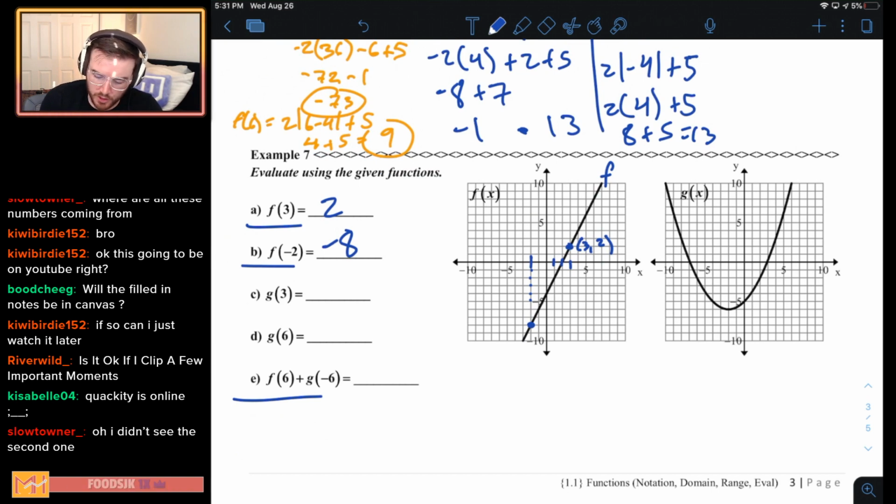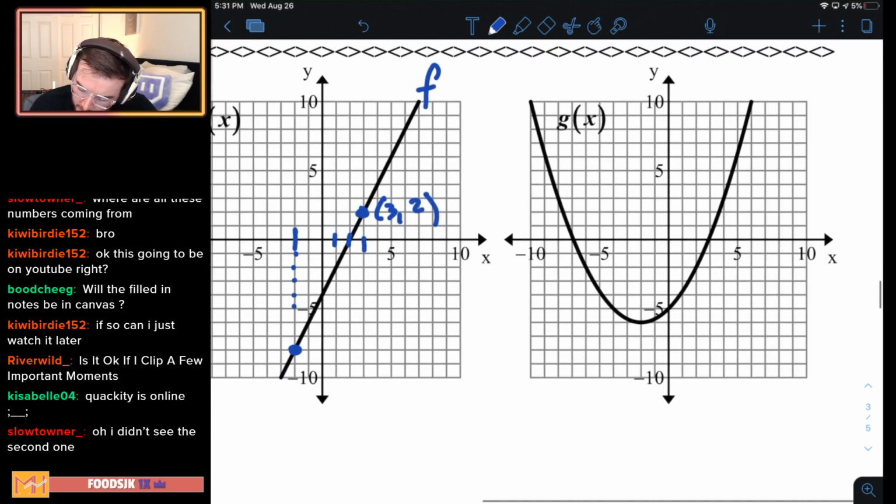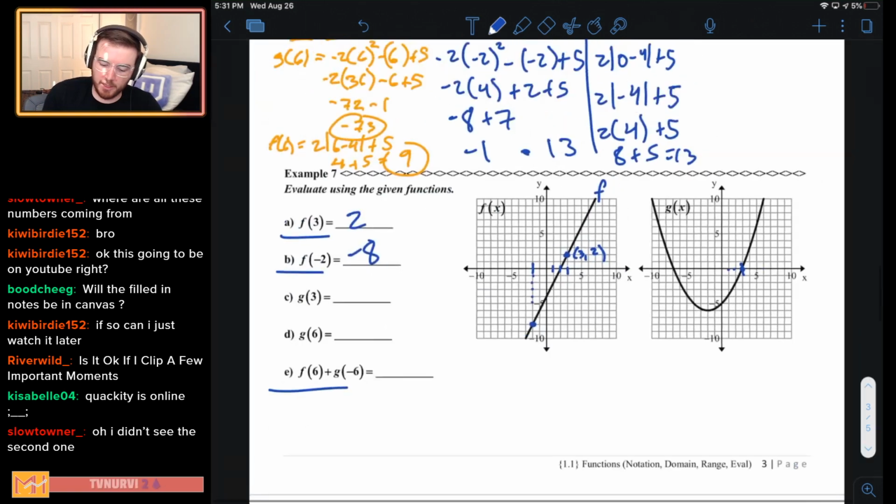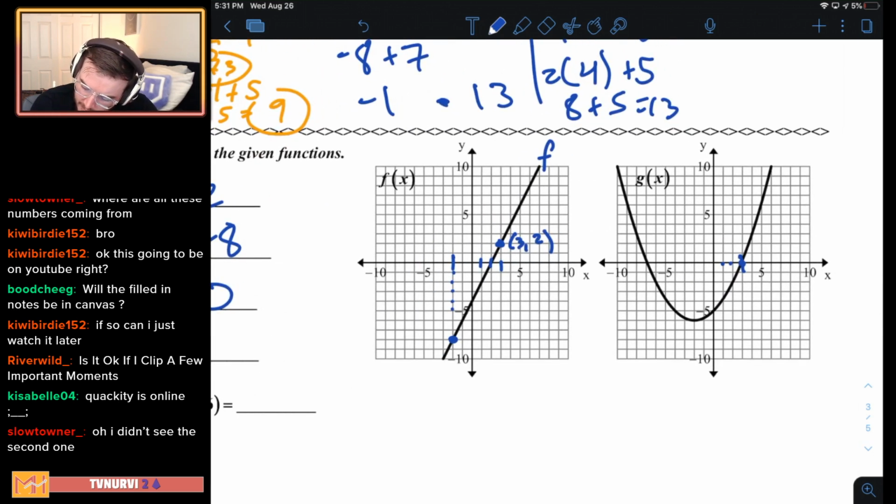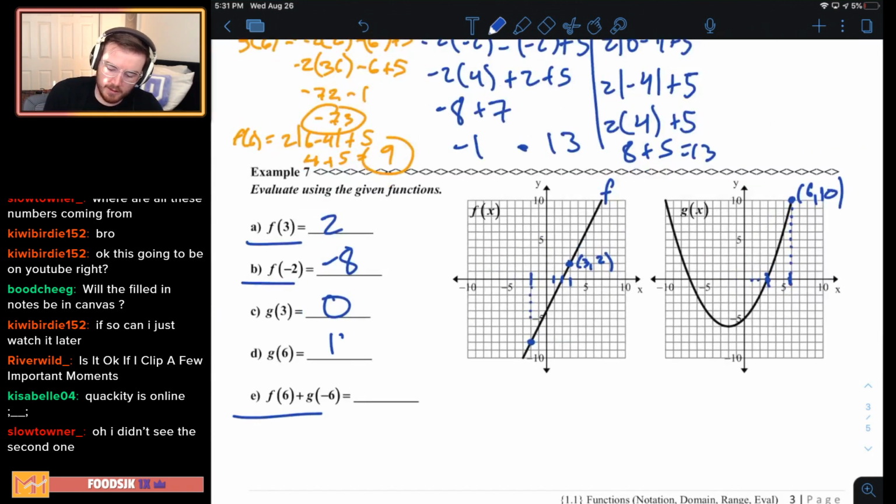I'll just go ahead and do g as well. Where's 3 on here? 1, 2, 3. Right there at 3, it's at 0. So you plug in 3, you get 0. What about 6? When I plug in 6, where's my graph? Clear up here at 10. So when I plug in 6, it spits out 10.